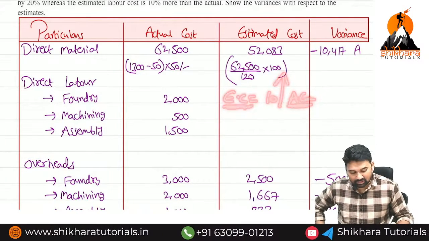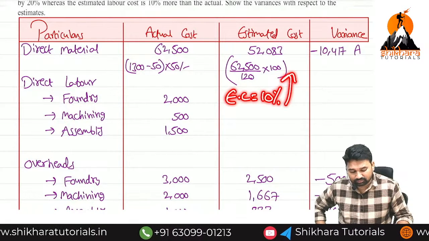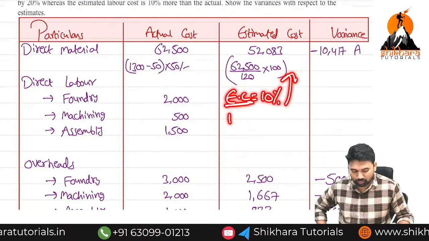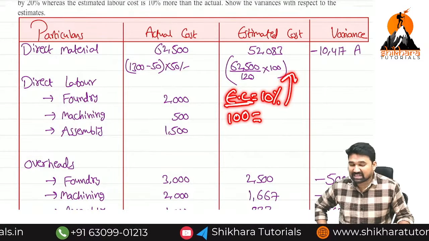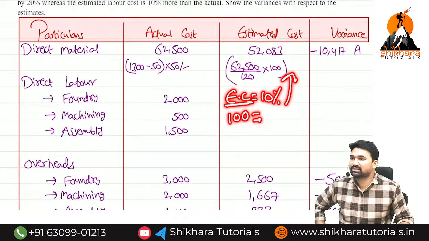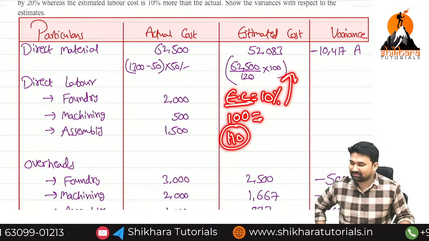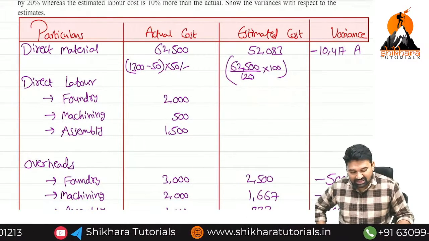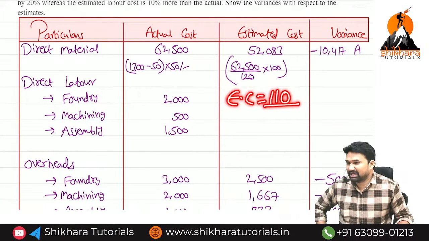Say for example, estimated cost is equal to how much more? 10% more. Say you consider estimated cost as 100. It is 10% more, right? 10% of 100 is 10. So 100 plus 10 is 110. In simple terms, we can conclude the estimated cost is equal to 110.